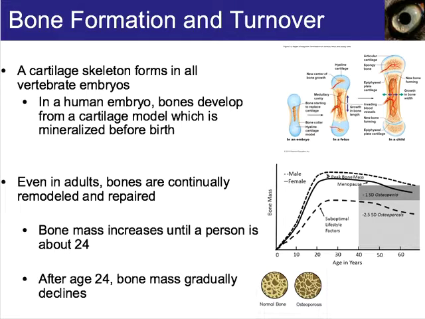Interestingly, when we are embryos inside of our mother's uterus, our skeletons are made of cartilage. And then that cartilage slowly gets mineralized into bones right before birth. Even in adults, bones are continually remodeled and repaired. If you break a bone, it can heal. And bone mass increases until you're about 24. After age 24, bone mass gradually declines. That's why you always hear about grandmas and grandpas breaking a hip and why people take calcium supplements as they get older.